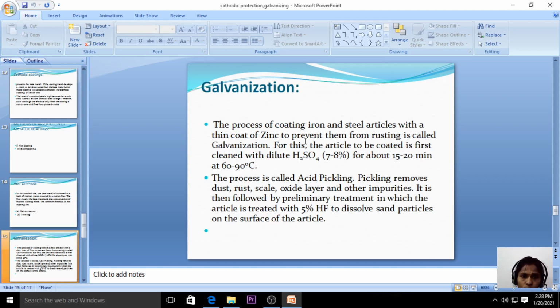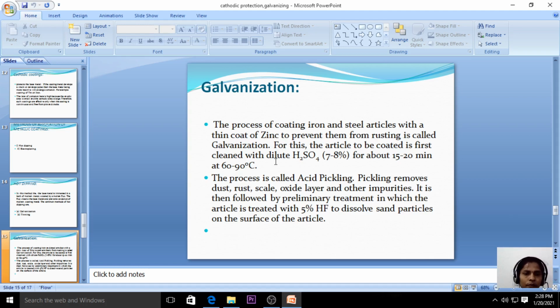The process of coating iron and steel articles with a thin coat of zinc. Here the base metal is iron or steel, whereas the coating metal is zinc. Zinc has the low melting point, whereas iron and steel have the high melting point. So coating of iron and steel with zinc to prevent them from rusting is called the galvanization process.